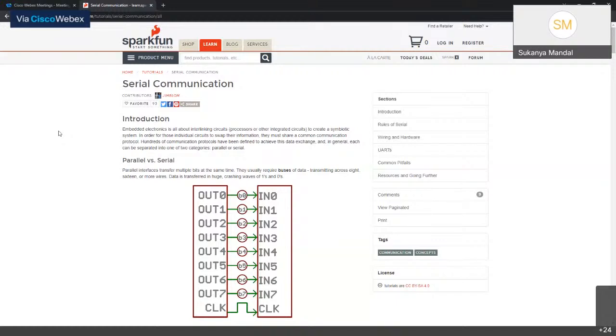So I'll cover these three protocols: UARTs, I2Cs, and SPIs, from the open source tutorial provided by SparkFun Electronics. Post that, we'll be seeing a bit of a simulation demo on I2C, on SPI, as well as on UARTs. We'll mostly see M2M communications using Arduinos and Raspberry Pis.